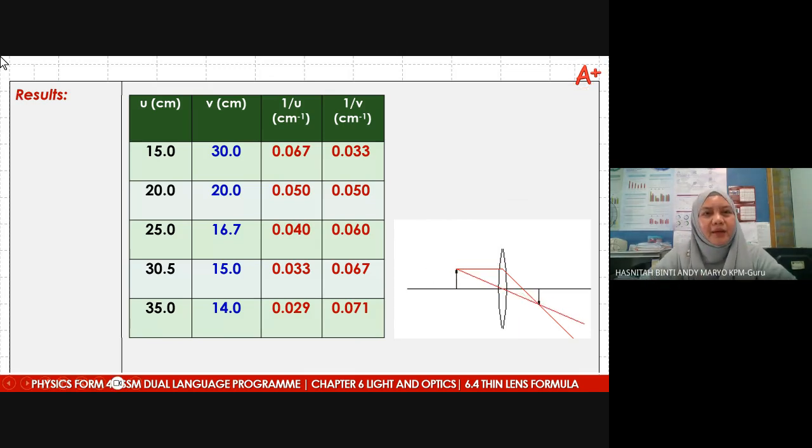For u from 15 until 35, this is the image distance measured, from 30 to 14. So here you can see obviously when u increases, v decreases. And this is to calculate 1 over u. How do we get 0.067? 1 divided by 15. This is 1 over v. How do we get 0.033? 1 divided by 30. So the rest follow. This one, 1 divided by 20 gives you 0.05. Here, 1 divided by 20 also gives you 0.05.